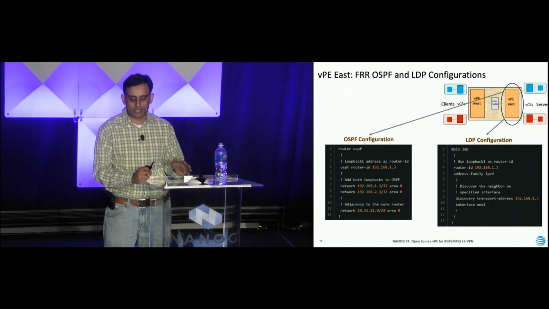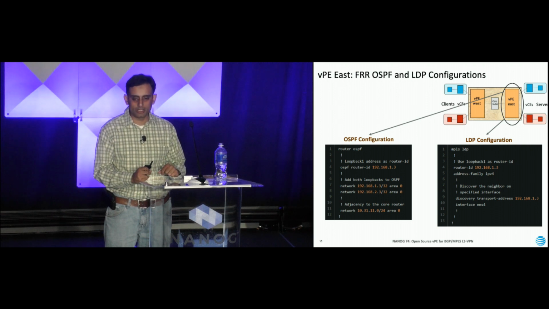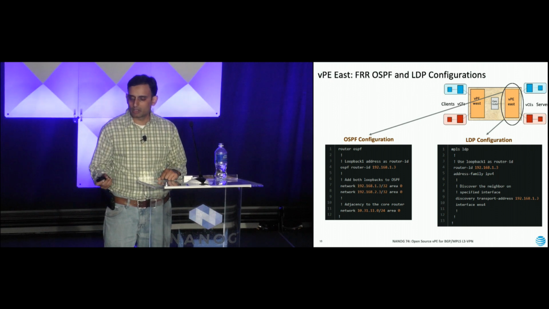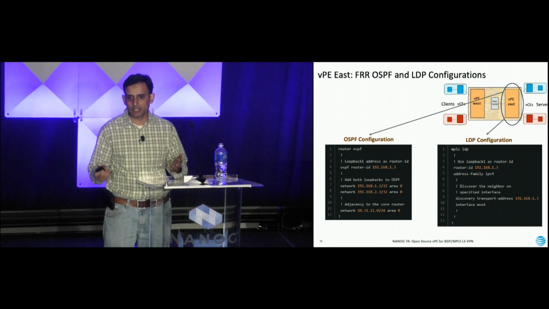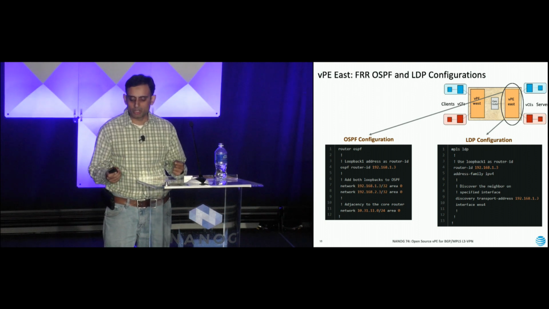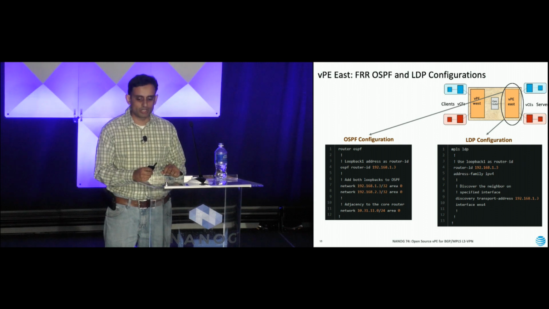You configure the router ID for OSPF, add both the loopbacks to OSPF, and you enable adjacency to the core router, in this case within the OSPF configuration. On the LDP, again you see router ID configuration, and then you specify the interface over which you want to enable neighbor discovery. So in case of LDP, instead of specifying the neighbor explicitly, we ask the LDP daemon to discover neighbors automatically, and that's what the configuration over here shows you.